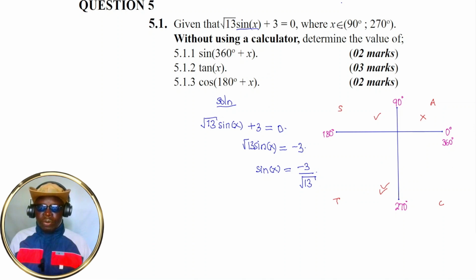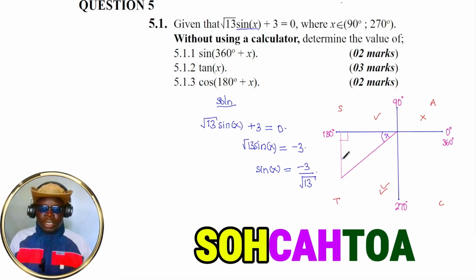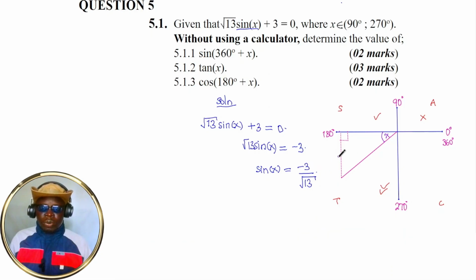So we have to indicate this angle. This is our angle x from the CAST diagram, and we're dealing with sine. Sine is given by opposite over hypotenuse. So opposite would be this, negative 3, and hypotenuse is here, root 13. Now, we need to also have the adjacent because we have cos here. For us to get cos, we need a relationship between adjacent and hypotenuse. So here we can use the Pythagoras theorem to get this adjacent. Therefore, r squared is x squared plus y squared, where y is this side down here.